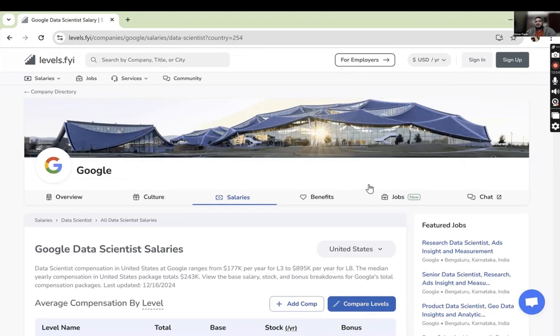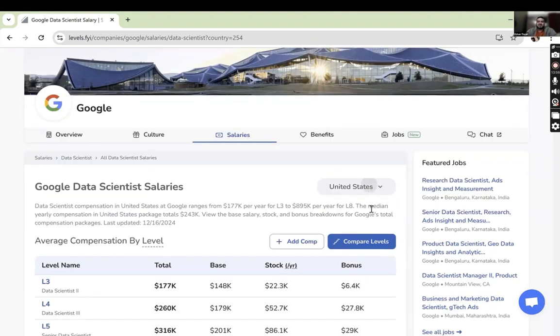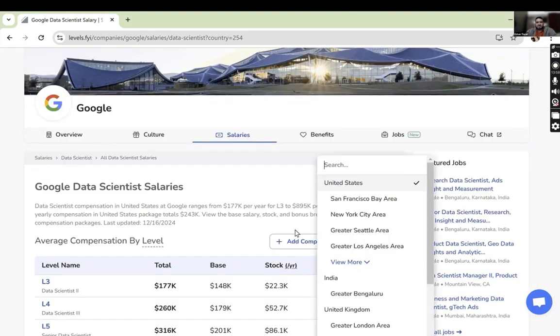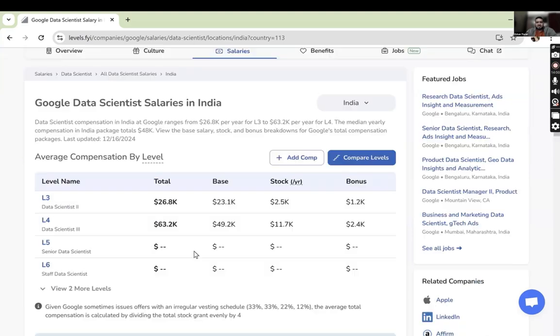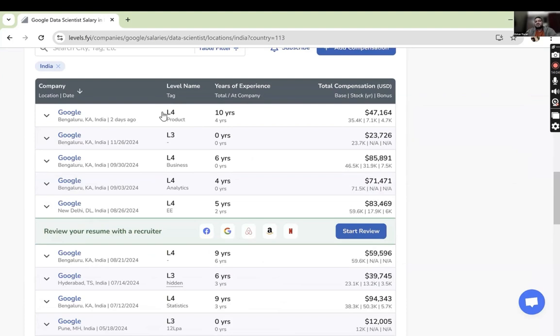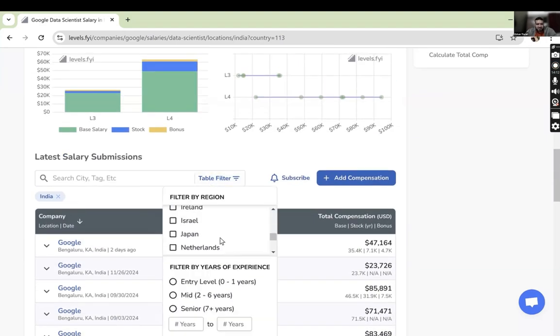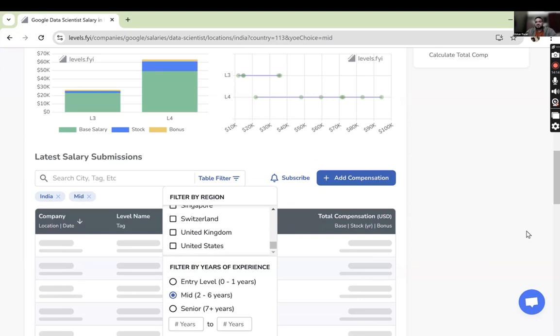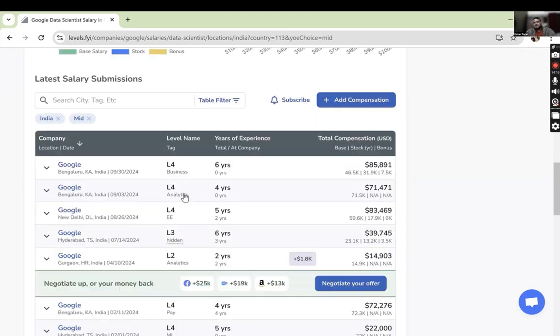Now you guys can play around with the country if you want. Let's say I choose India. Not sure if there are a lot of data points, but let's say I'm looking for a level 4 role. Can you see there are so many salaries? This person is level 4. Let me see if I can filter by level. Let's say mid, 2 to 6 years. I got these many salaries.